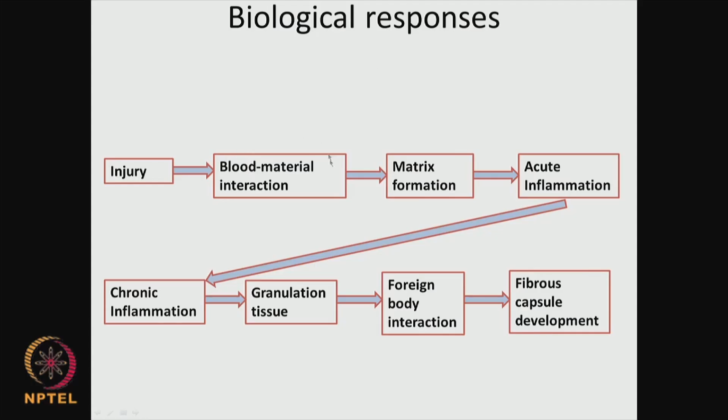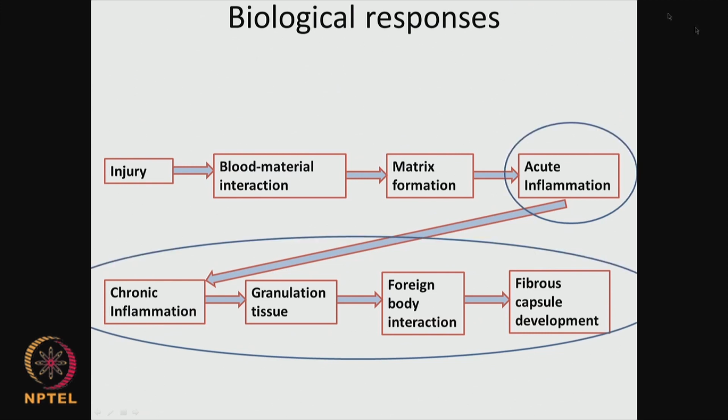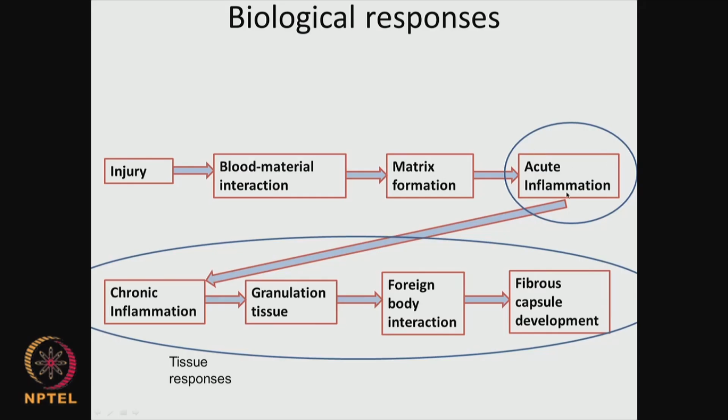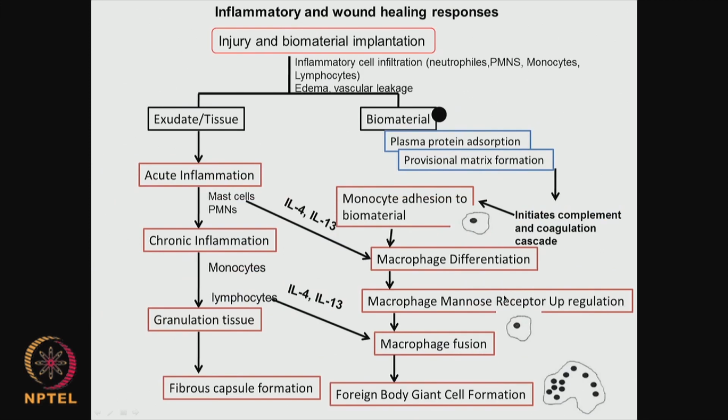As soon as the biomaterial is placed inside the body, as I said in the previous class, there is going to be a blood material interaction leading to the activation of the coagulation pathway and then the activation of the complement pathway. Both of them are part of the immune response system. Then things start happening. We have the inflammation, that is part of the tissue response: acute inflammation, chronic inflammation, then the tissue formation, foreign body interactions and fibrous encapsulation of the material and so on. So, a lot of tissue response starts happening here. We will look at it in slightly more detail.